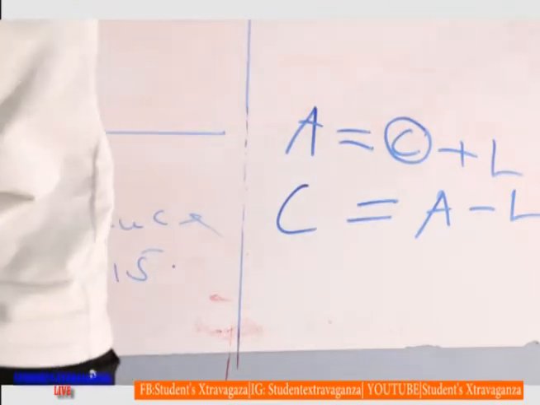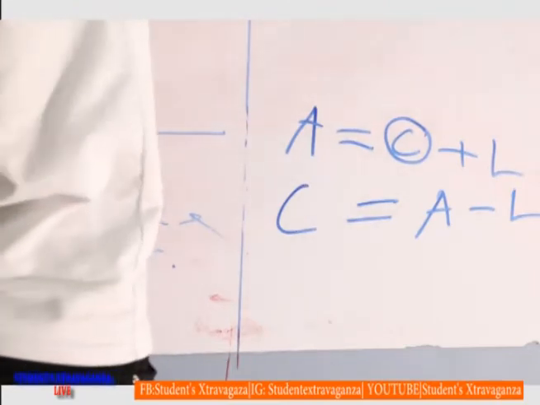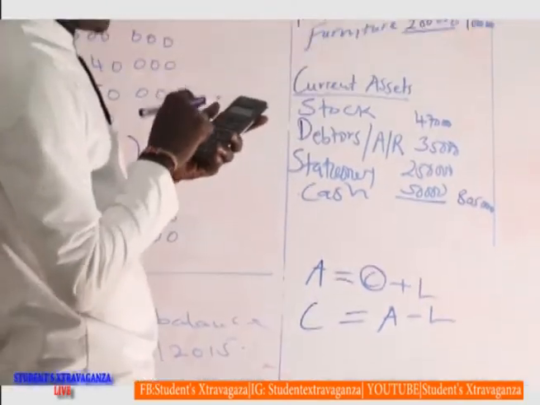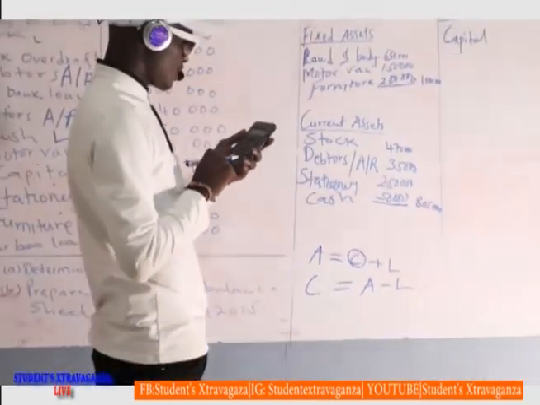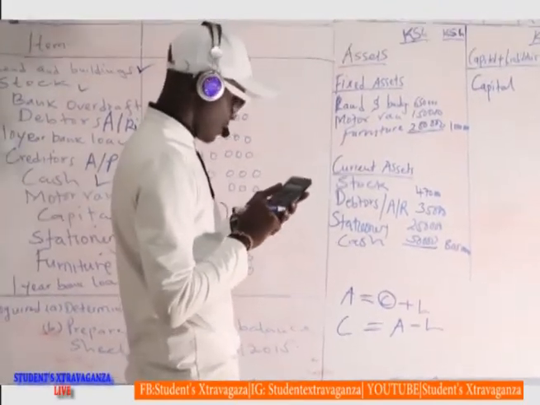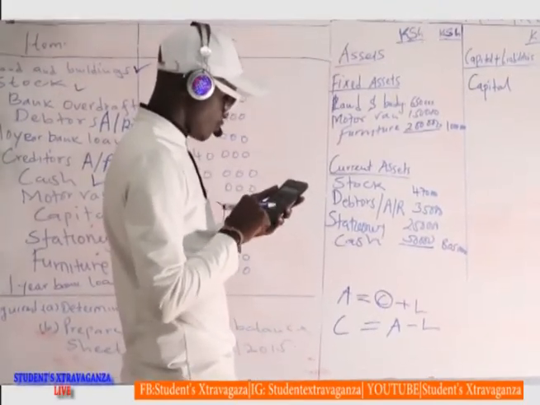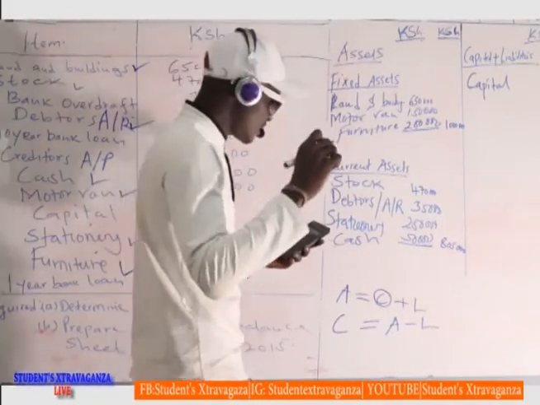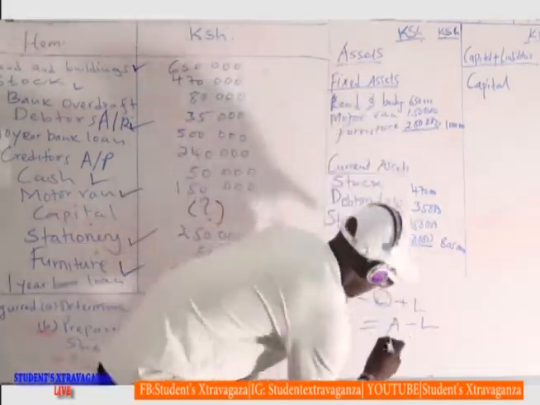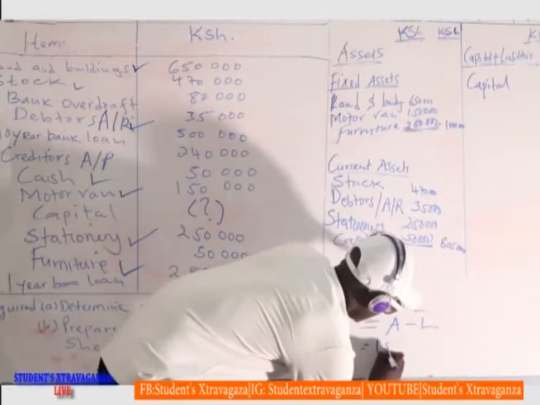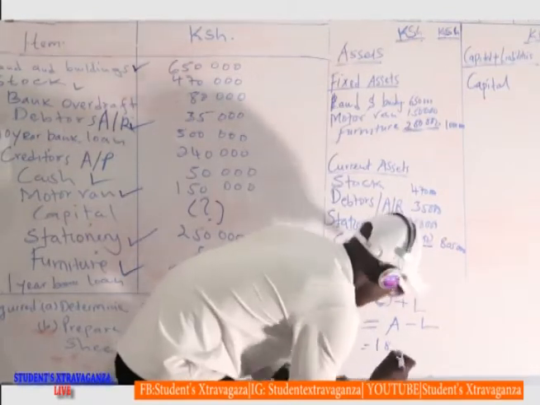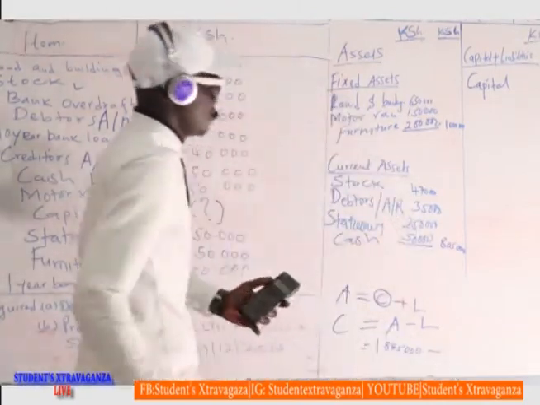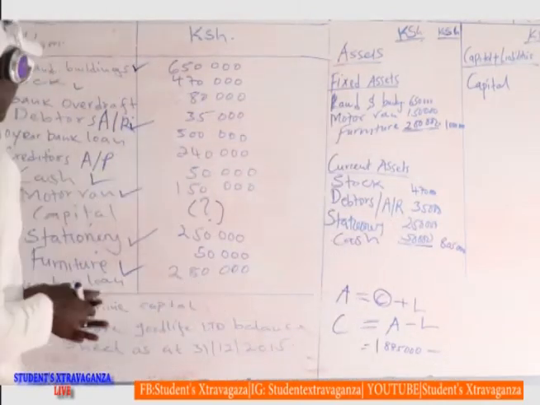Our total assets here is 1,080,000 plus 805,000, which is 1,885,000. 1,885,000 minus our total liability.